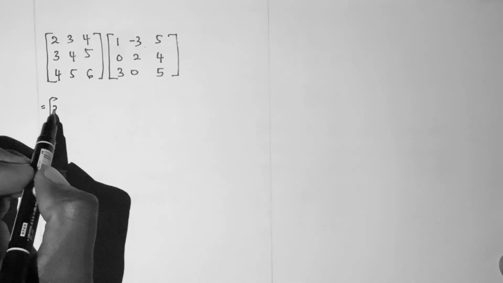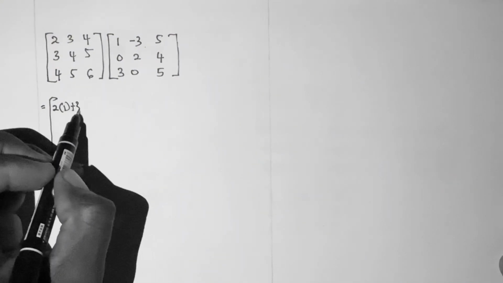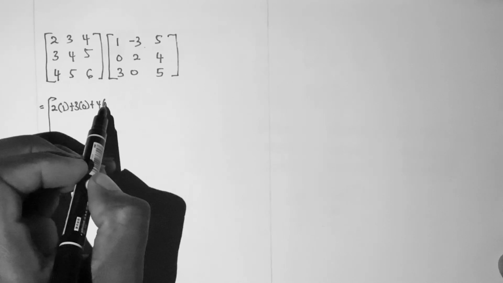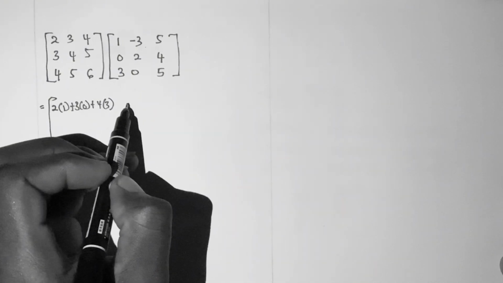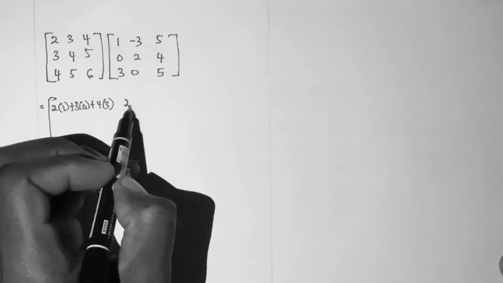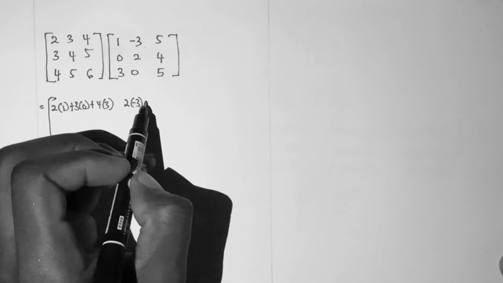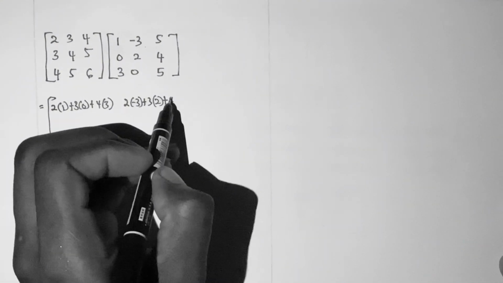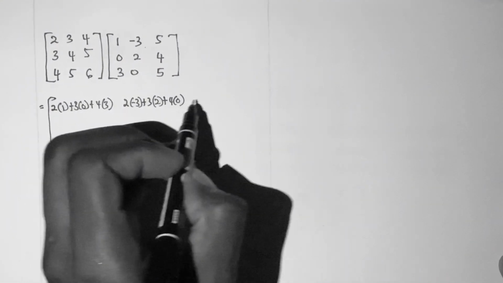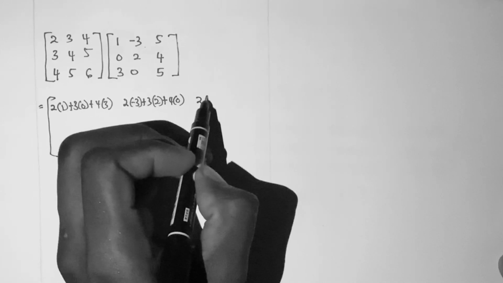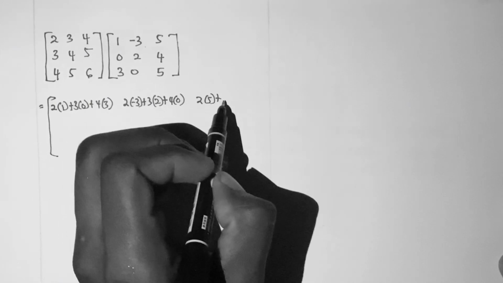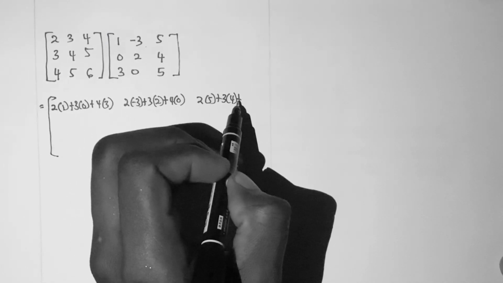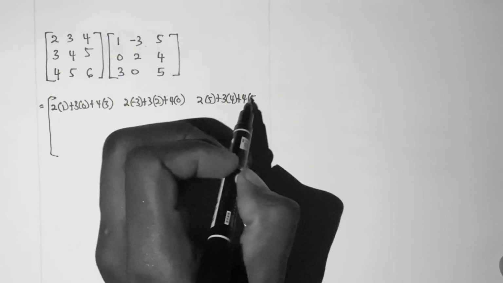So here will give us 2 times 1 plus 3 times 0, then plus 4 times 3. Then this side will be 2 times minus 3, plus 3 times 2, then plus 4 times 0. And then this side will be 2 times 5, then plus 3 times 4, then plus 4 times 5.